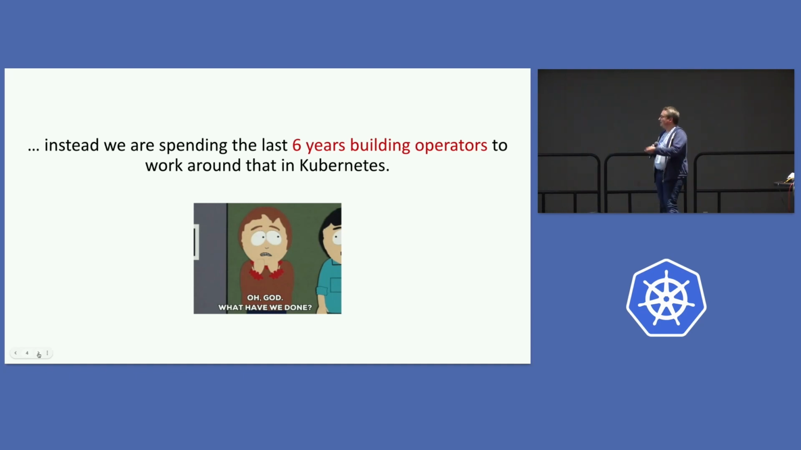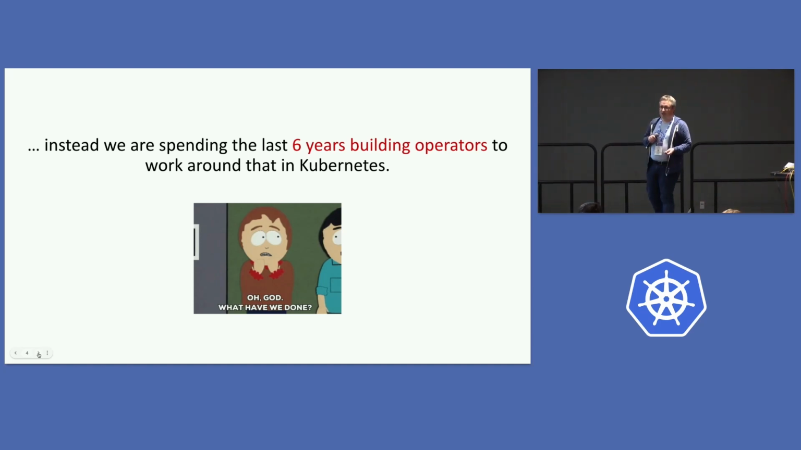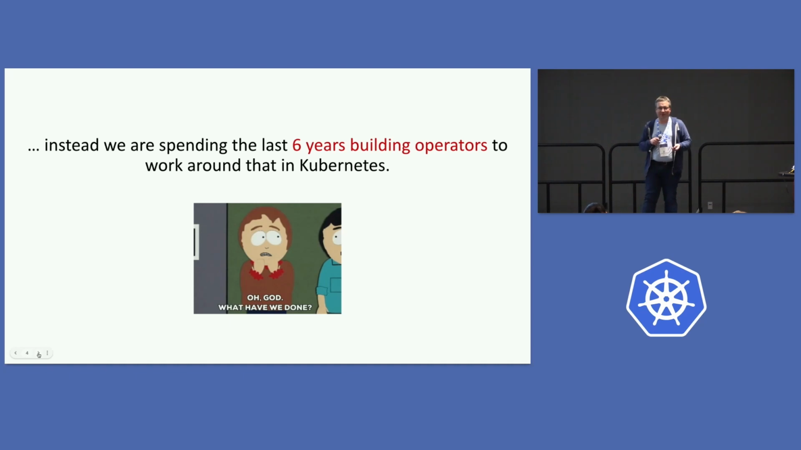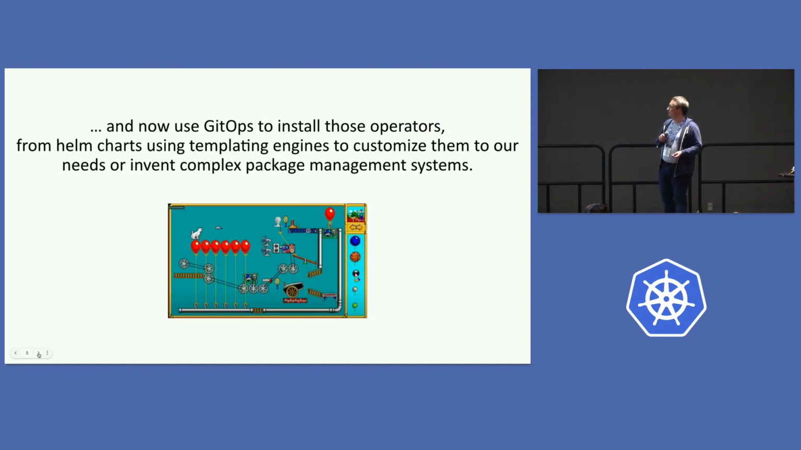Basically the rant is 6 years building operators. Everybody is involved in those operators. They are complex, right? It's 1,000 lines of Go code for simple things like offering a CRD for a cloud API. So 6 years of building operators and maybe not the best use of time.